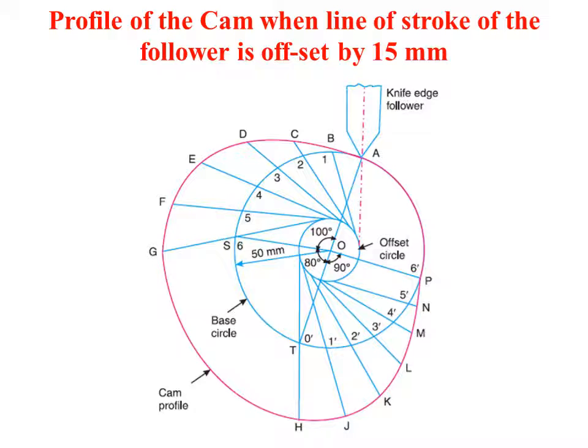Same process, measure 1b, or from the displacement diagram transfer those values to the profile by using a compass. Hence we get the points B, C, D and F, G, M and P. Join all these points with a smooth curve. When you join all this, the smooth curve represents the cam profile. Okay. So thus we have completed the problem.